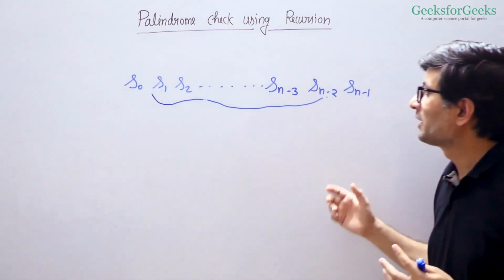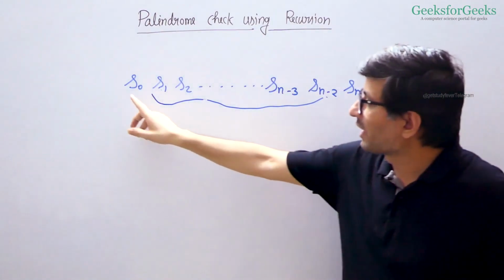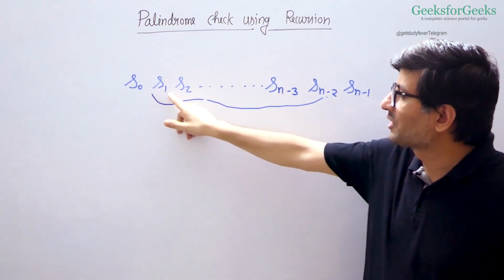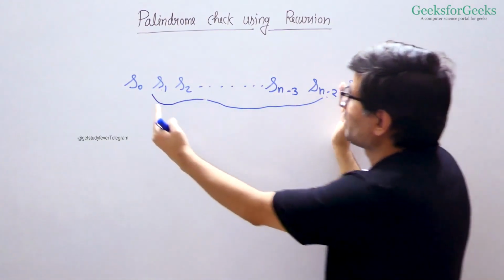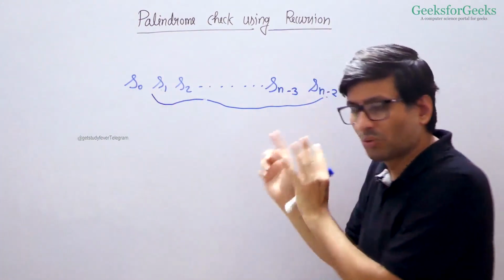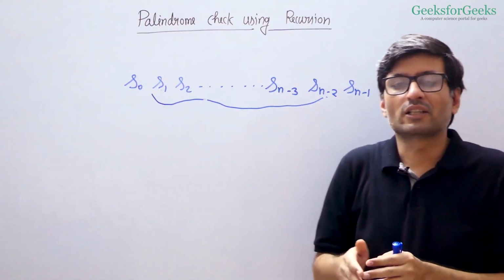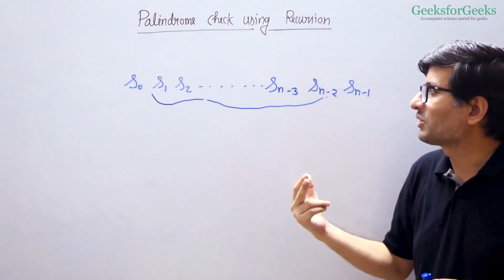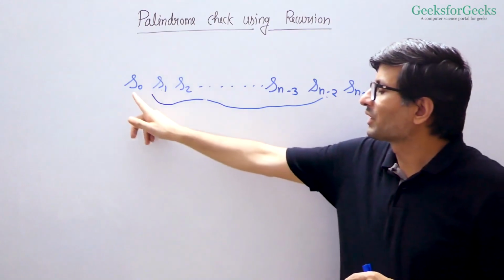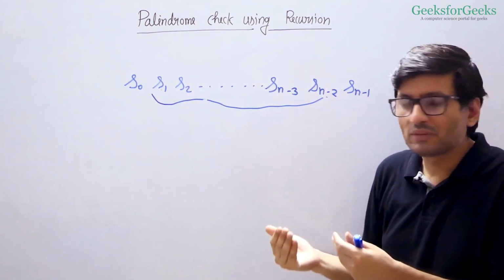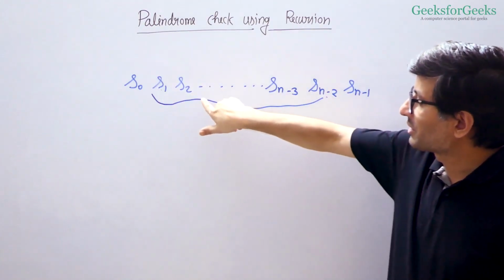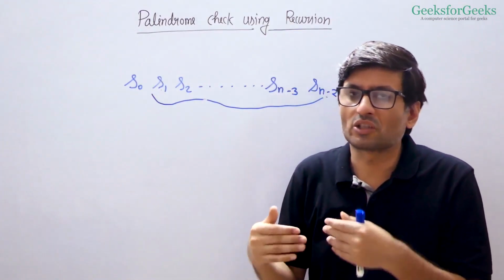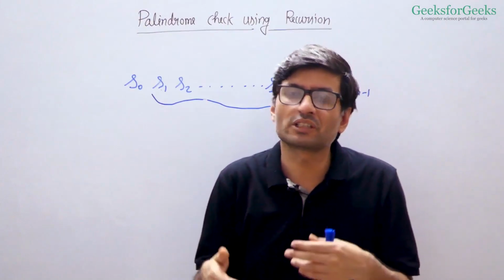In this problem, if I compare the first and last characters and if I assume that I know the result for the smaller problem, which is from S1 to Sn-2, excluding the first and last characters, then I can solve this problem recursively. So there are two things I need to check for the whole string. First and last characters should be same. And this substring from S1 to Sn-2 should be palindrome. If these two conditions are true, then the whole string is palindrome, otherwise it's not.